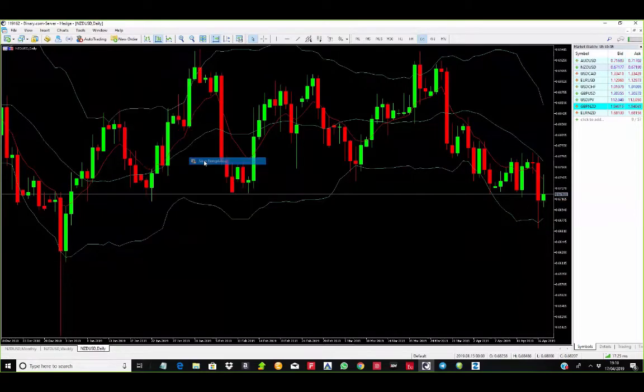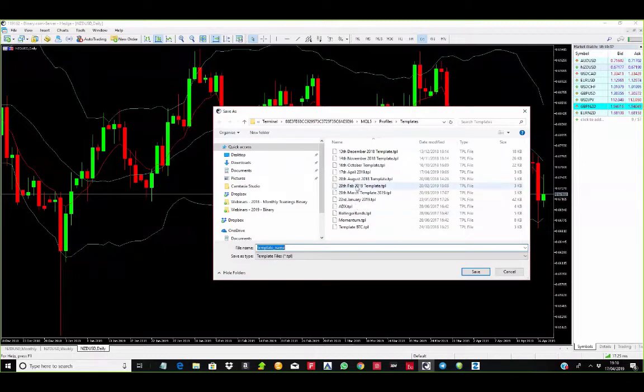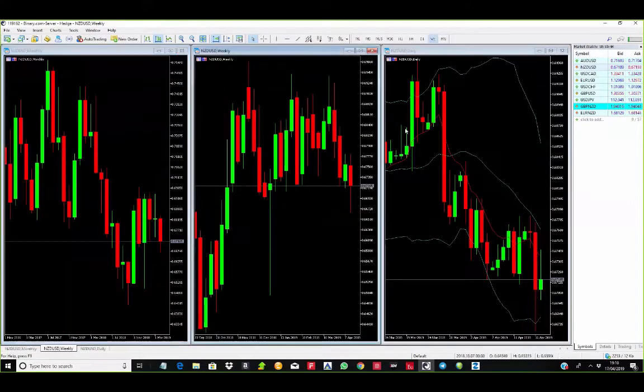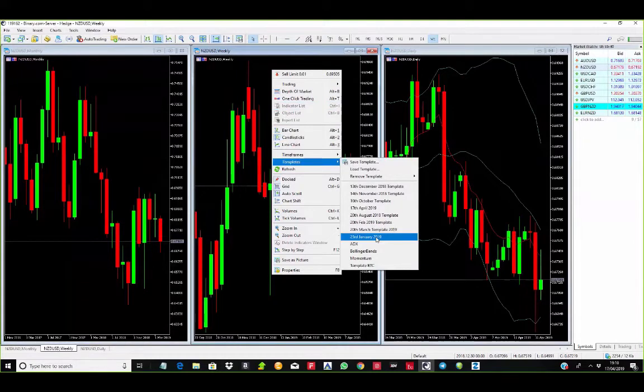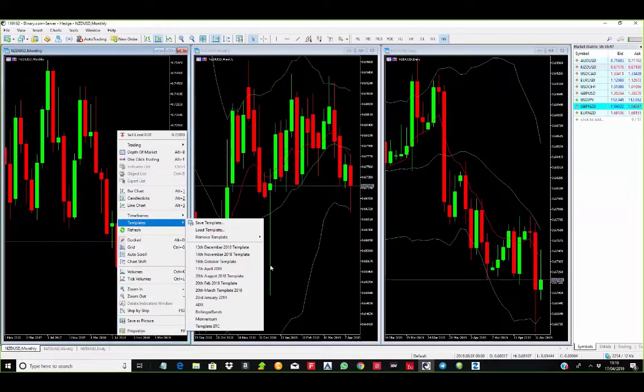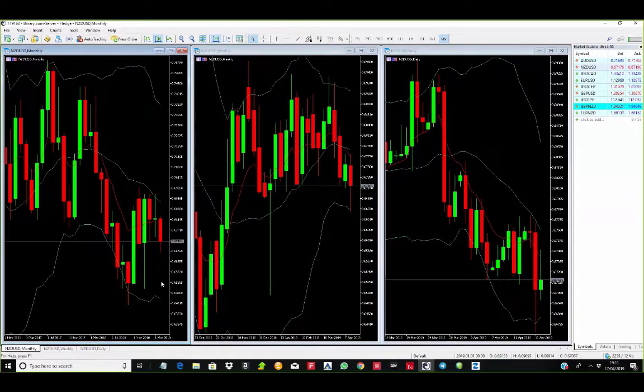So I'm going to save that, overlay that onto the April template, just do yes, and I'm going to again just go to window, tile windows, then I'm going to put those into my top-down approach, and I'm going to also overlay that so that we've got that. Actually, it's interesting on the weekly, we bounced right off the lower weekly Bollinger Band as well, and let's see how we're doing on the monthly here too. Yeah, monthly as well, bounce off that zone.